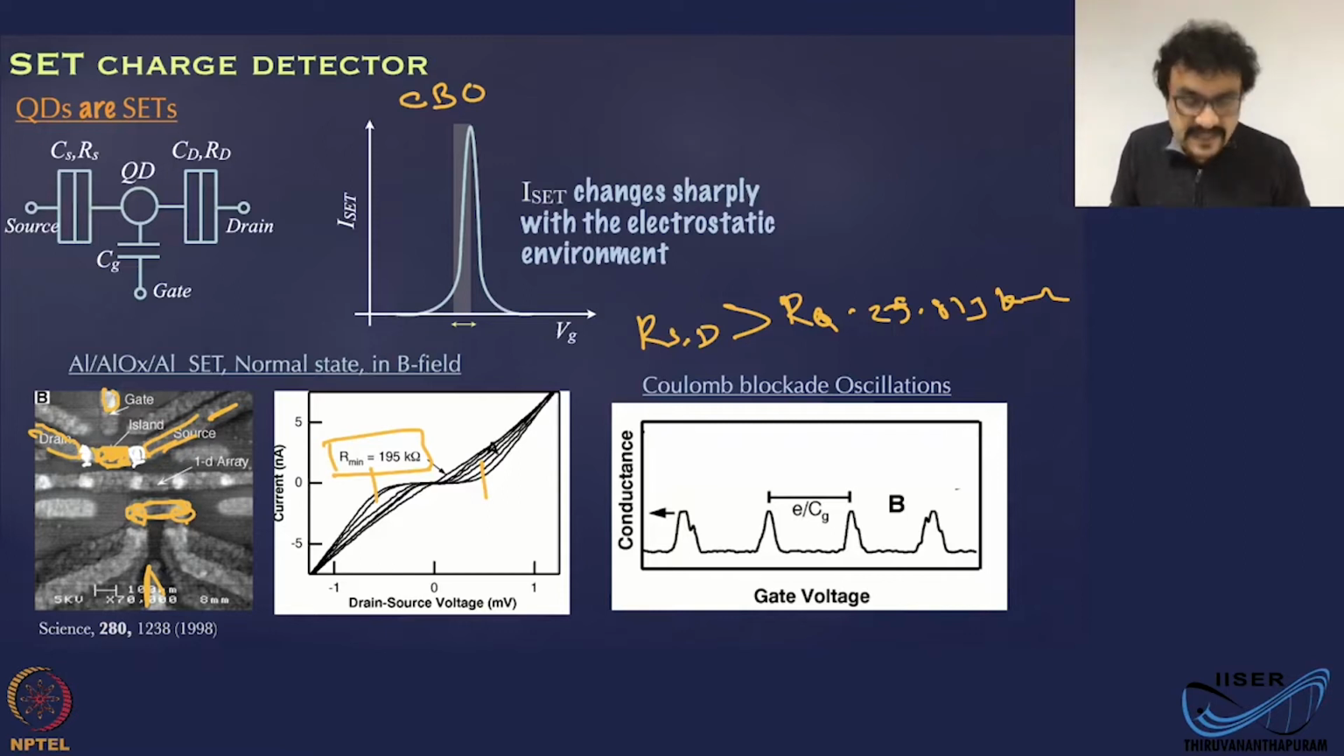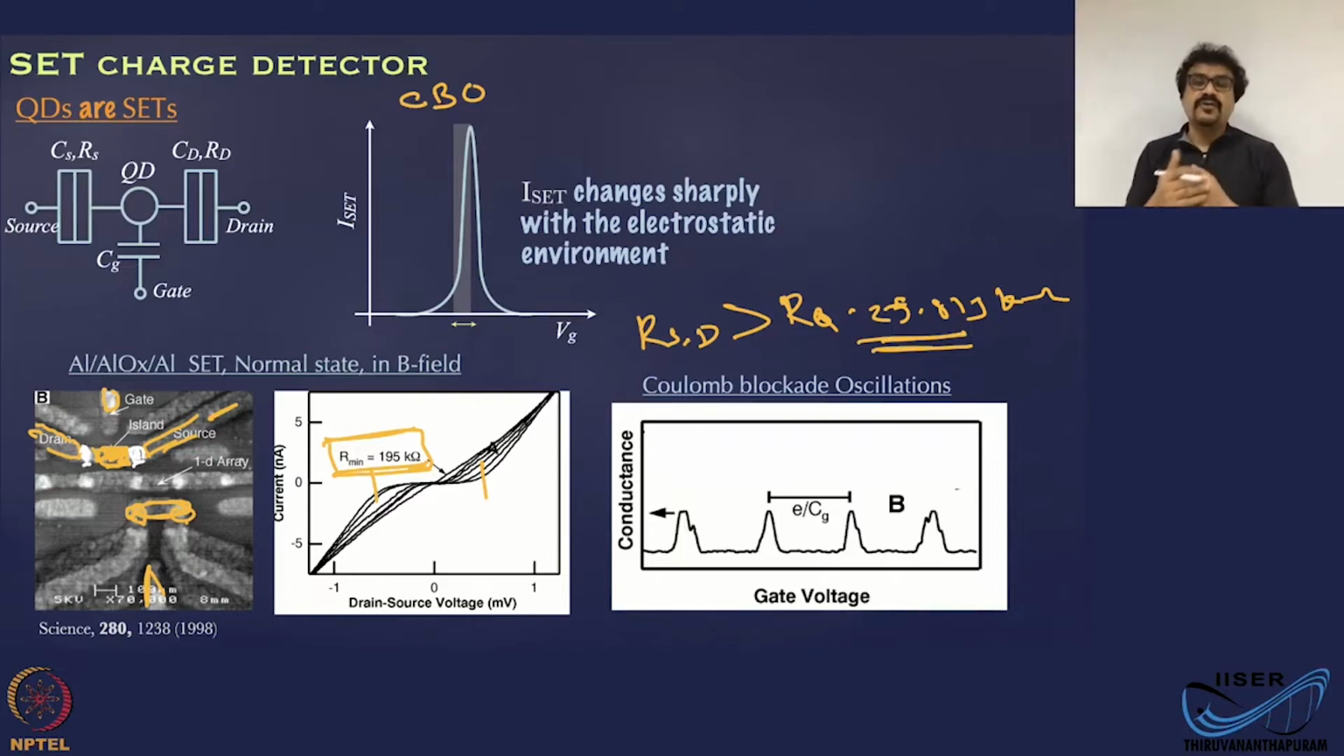So these junctions are more or less symmetric, and you can assume that each of these two junctions has close to 100 kilo ohm resistance, which is more than the resistance quantum required for observing the Coulomb blockade oscillation. So you have 195 kilo ohm. If the junctions are symmetric, you can say 95 to 100 kilo ohm for both junctions, with each of them now more than the resistance quantum, which is required for observing Coulomb blockade oscillations and charging effect.